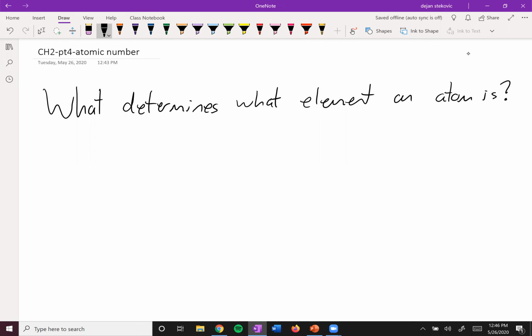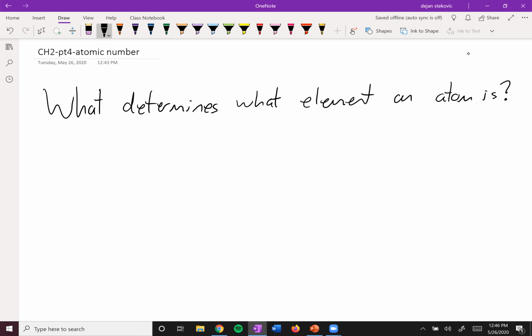All right, so we said that an atom is made out of different parts, but now we have a question of what makes an atom a certain element. Why is this atom a hydrogen element? Why is this one a carbon? Why is this one a gold? Why is this one a silver? So our question is, what determines what element an atom is?